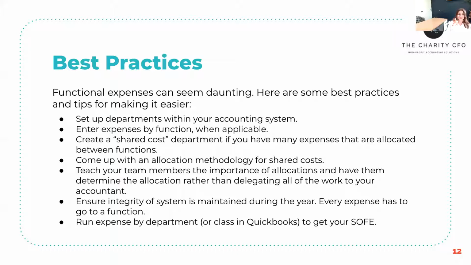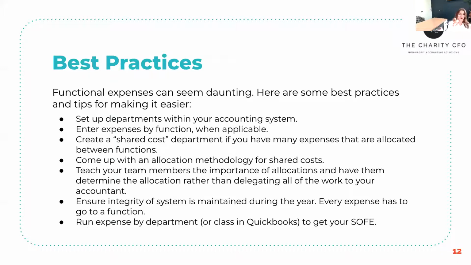Ensure the integrity of your system is maintained. What do I mean by that? Every expense goes to a function. So if you fail to tag it to a department or a function within QuickBooks, for example, you'll see it when you run a profit and loss or statement of activity by class. That's the report you're looking for, which I mentioned here at the very bottom. Run the statement of activity or the profit and loss by class, and you'll see a column that says not specified. That tells you that somebody failed to tag that particular expense or revenue, it could go either way, to a particular department.